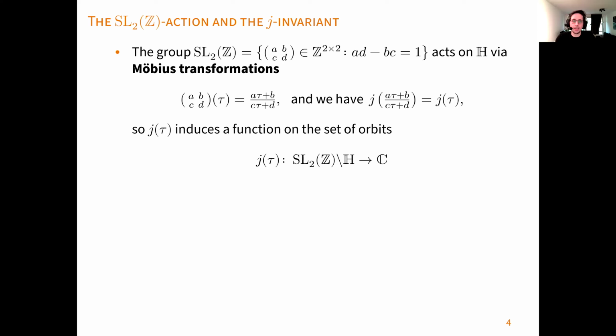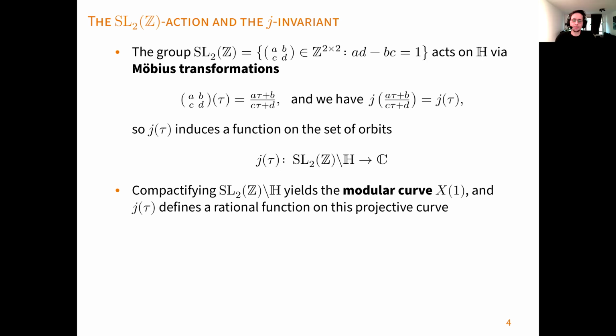So to now get a curve, since we want to talk about modular curves, of course, what we need to do is compactify the set of orbits, because on the complex analytic side, this is a non-compact Riemann surface. So compactifying it will get us a compact Riemann surface in this case. And this will yield the modular curve X(1). In this case, we actually only need to add 1 point, but that's neither here nor there.